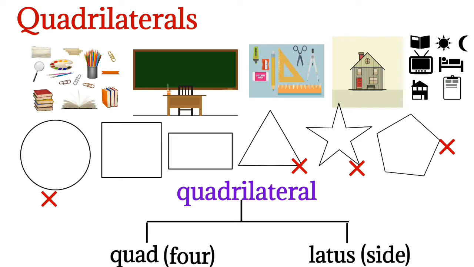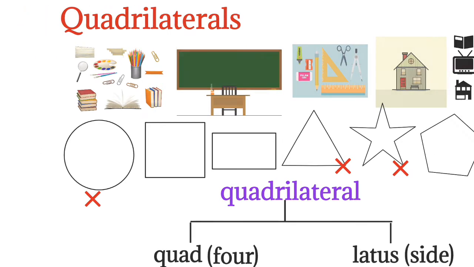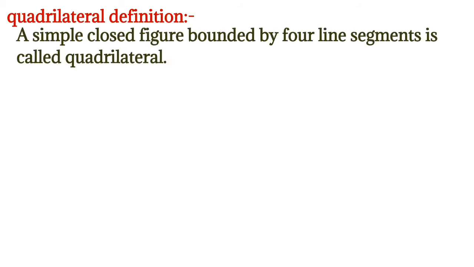A quadrilateral is a figure with four straight sides which meet at four vertices, with different lengths of sides. It's a simple closed figure with four sides, four angles and four vertices. I already explained about sides, angles, line segments in my other video.